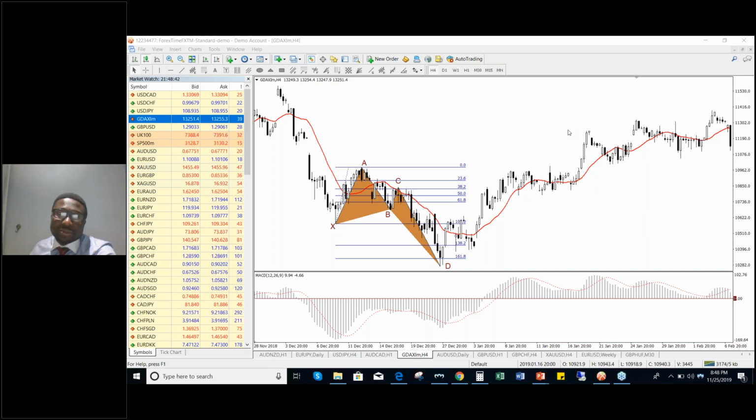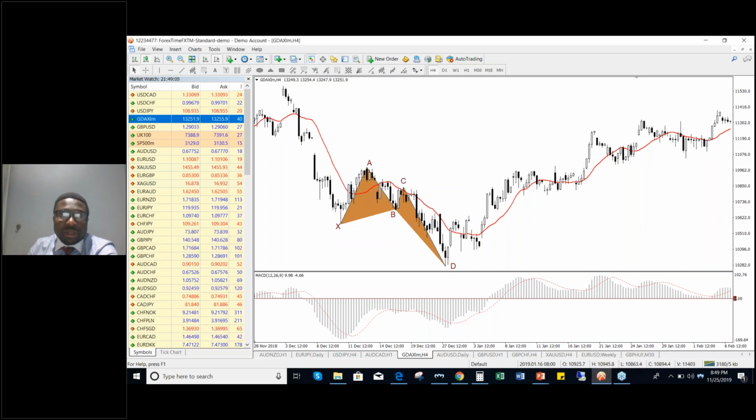This time around, we drew from X to A to get B. Now you're going to draw from A to B to get C. Listen up, you will draw from A to B to get your C. So I remove my Fibonacci tool because I'm going to draw again. I will draw from A to B to get my C.